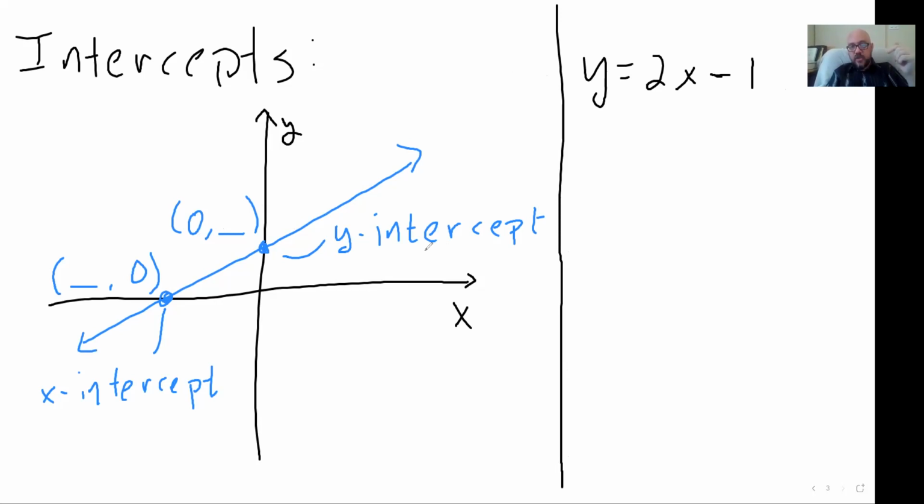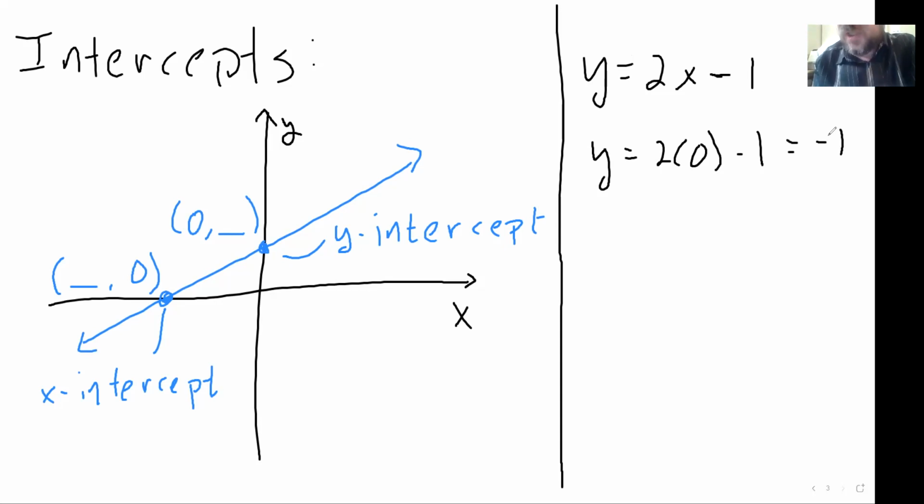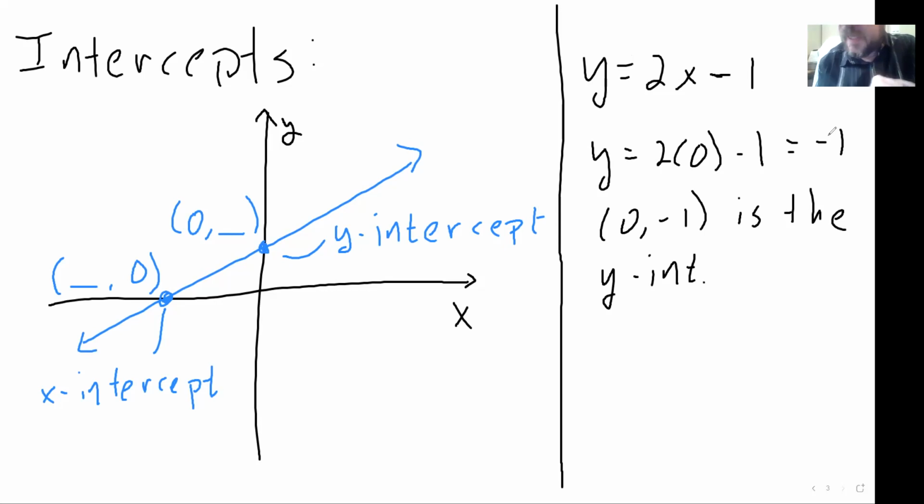idea. To find the y-intercept, I know that x is 0. So what I can do is put in 0 for x and see what y has to be. So if I put in 0 for x, I get y equals 2 times 0 minus 1. 2 times 0 is 0, minus 1 is negative 1. So when x is 0, y has to be negative 1. So I would say that (0, -1) is the y-intercept. I'm just going to shorten that to int.